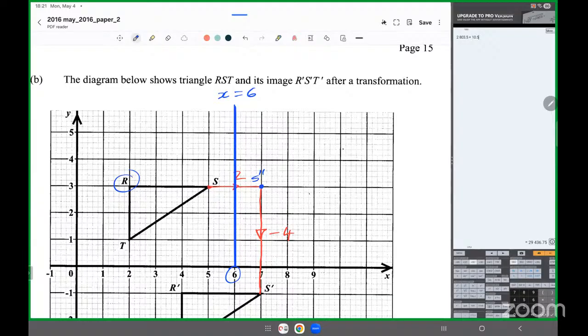Then R now. R is 1, 2, 3, 4 to the mirror line. It's going to go 1, 2, 3, 4 on the other side to here. So R is going all the way over. That's R double prime. Then T, the same thing. 1, 2, 3, 4 to the mirror line, 1, 2, 3, 4 on the other side, just here. That's where the T is going. That's T double prime. Now that you have all those points, you just draw the triangle now.